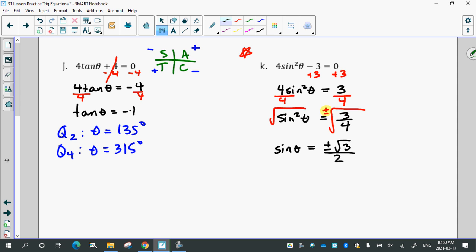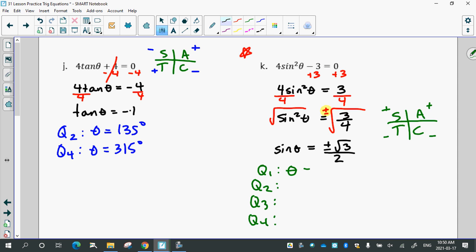But because it's positive or negative, sine is positive here and here, negative here and here, and we can be positive or negative, so that means there's going to be 4 answers instead of 2. Because the y value can be positive root 3 over 2, or it can be negative root 3 over 2.